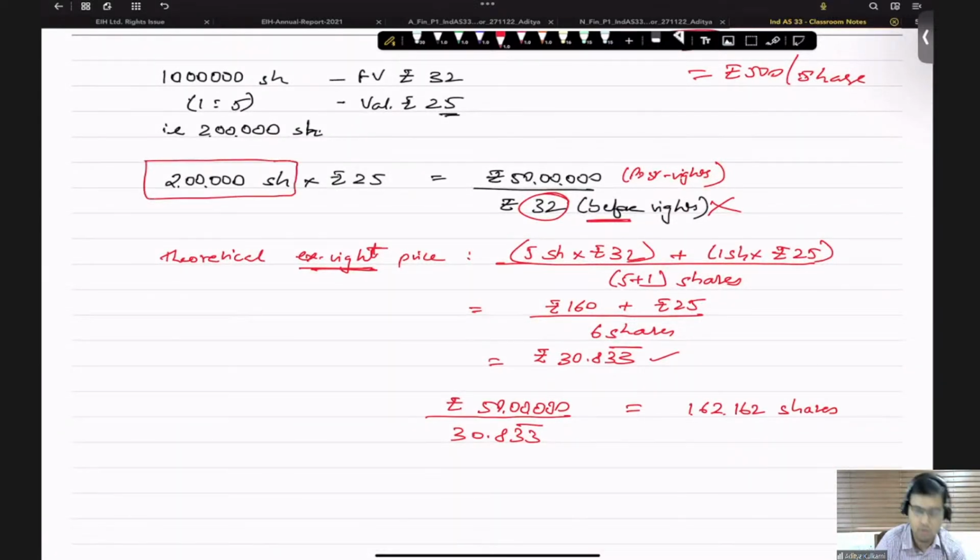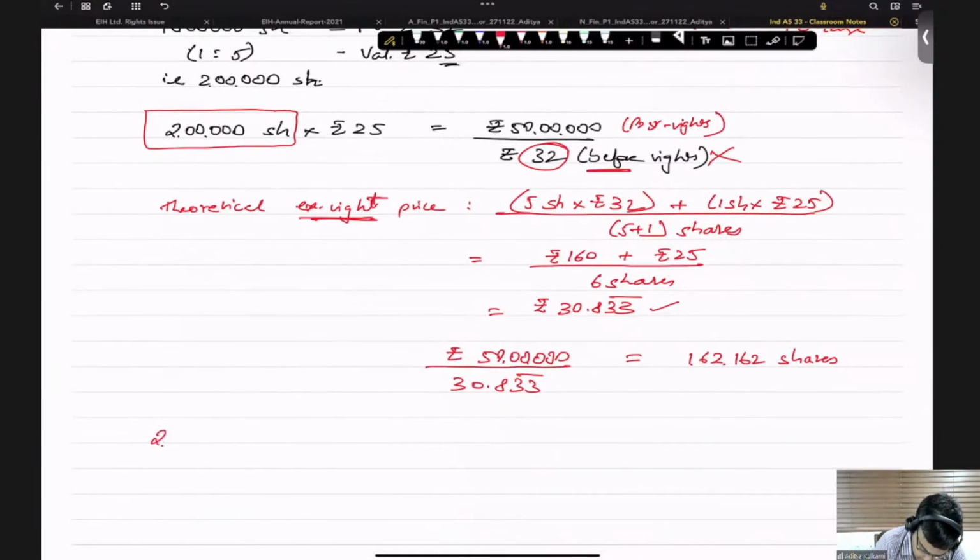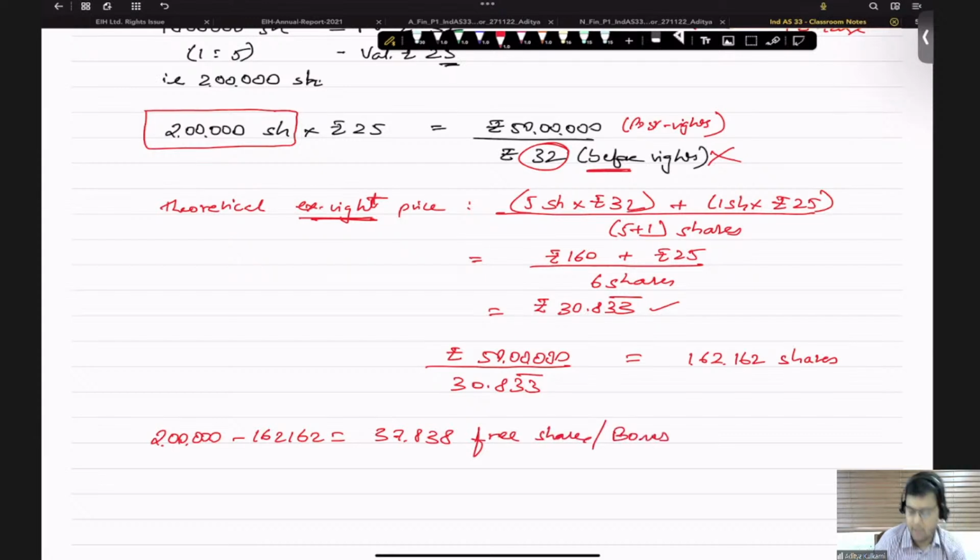Sir, you have issued 2 lakh shares. That means you have given some free shares. How many free shares have you given? 2 lakhs minus 162,162. You have given 37,838 free shares, which we call bonus.